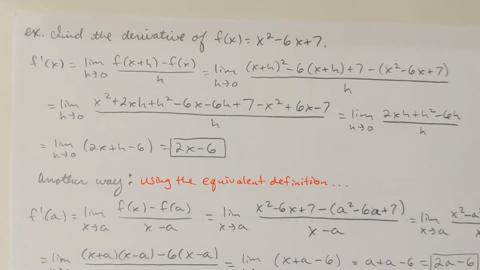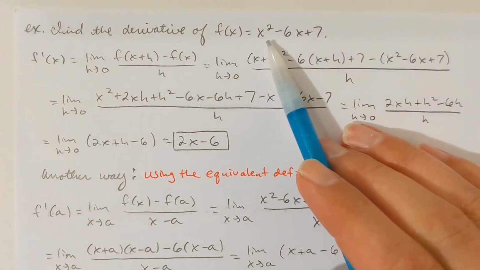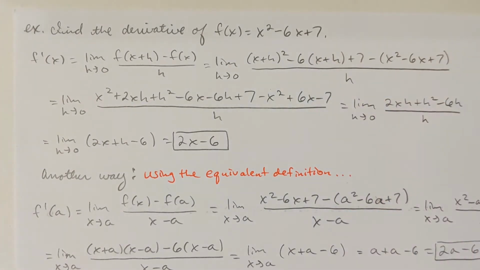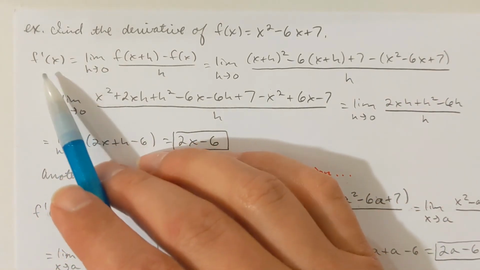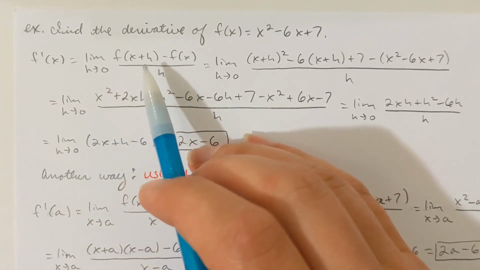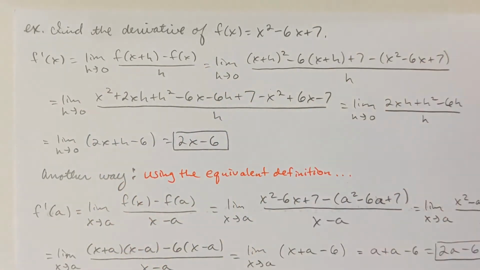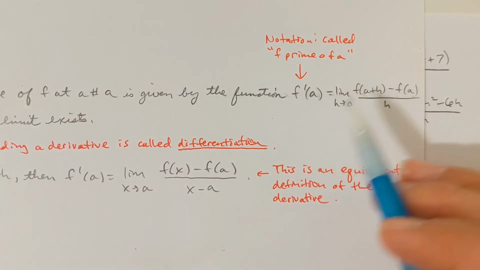Okay, let's go to the next page, and we'll take a look at an example. I want us to find the derivative of f of x equal x squared minus 6x plus 7. Okay, now f prime of x, or the first derivative of f at x, is how I'd read that, would be the limit as h approaches 0 of f of x plus h minus f of x all over h. Okay, and using this formula, a is just a dummy variable, right? I could call it anything I want.